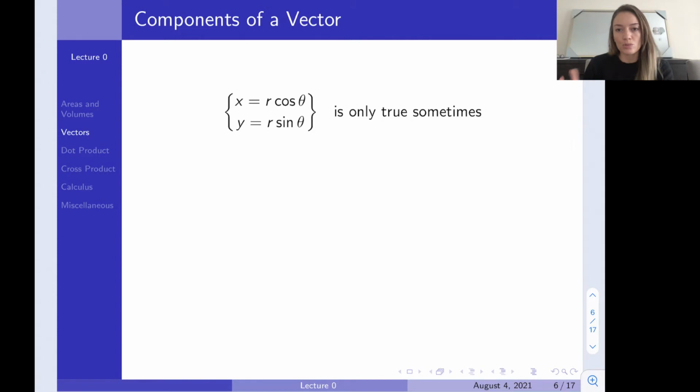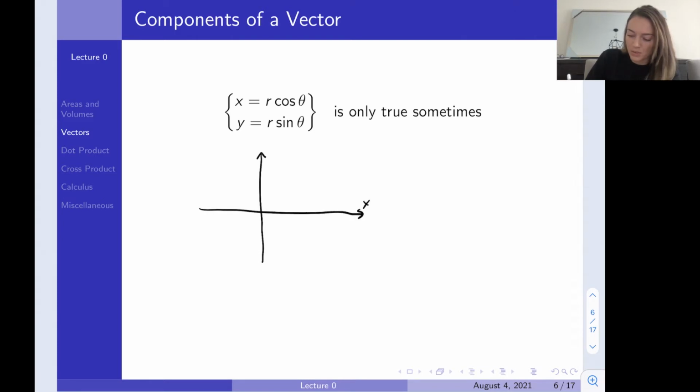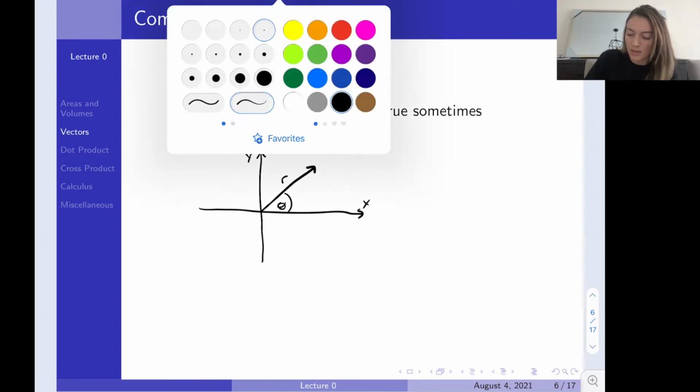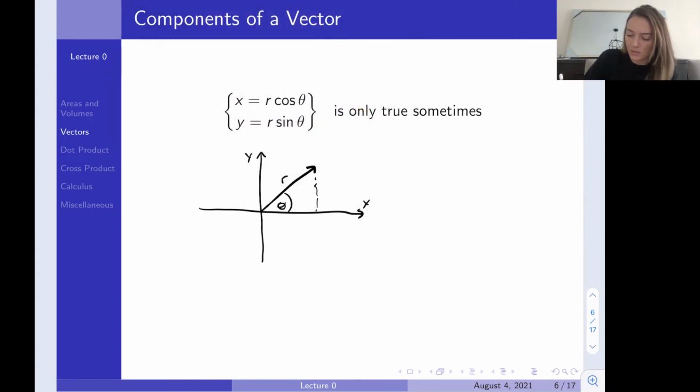Now that's true, but only sometimes. So this is not true all the time. This formula is only true if your vector is set up like this in the normal configuration, the normal way. So if your vector is set up so that its angle is measured counterclockwise from the x-axis, that's fine. And your x component will be r cosine theta because it's adjacent to your angle, and your y component will be r sine theta because it's opposite from your angle here.